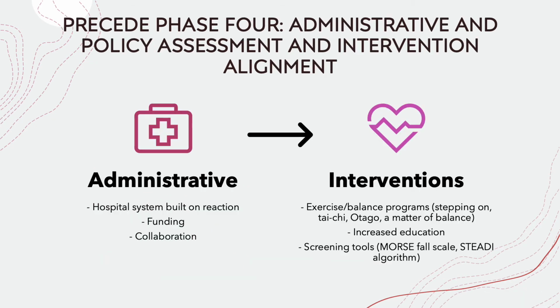Lastly, we have Precede Phase 4, which is administrative and policy assessment and intervention alignment. So what we're looking for here is, are there policies in place or policies against the interventions that we want to implement to help prevent our issue? I know personally, from working in a hospital setting, unfortunately, the healthcare system overall is sometimes built more on reaction rather than proactively preventing a problem from happening.